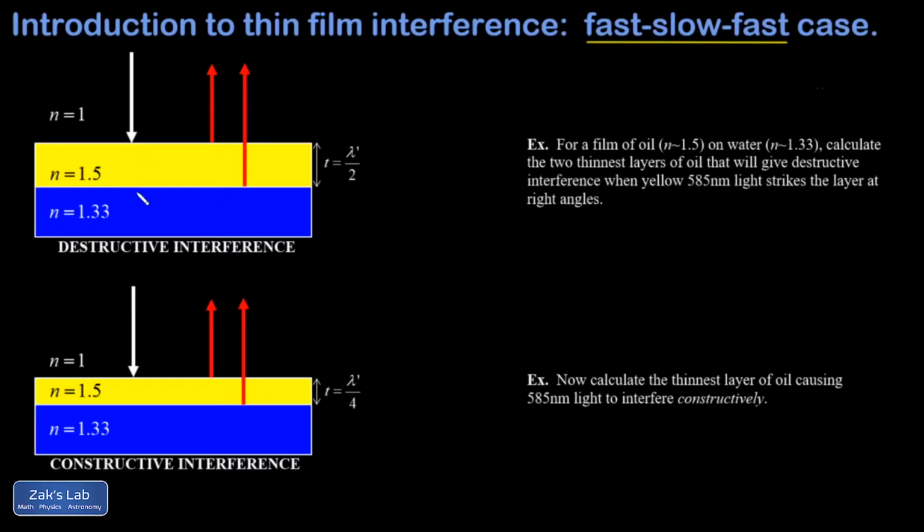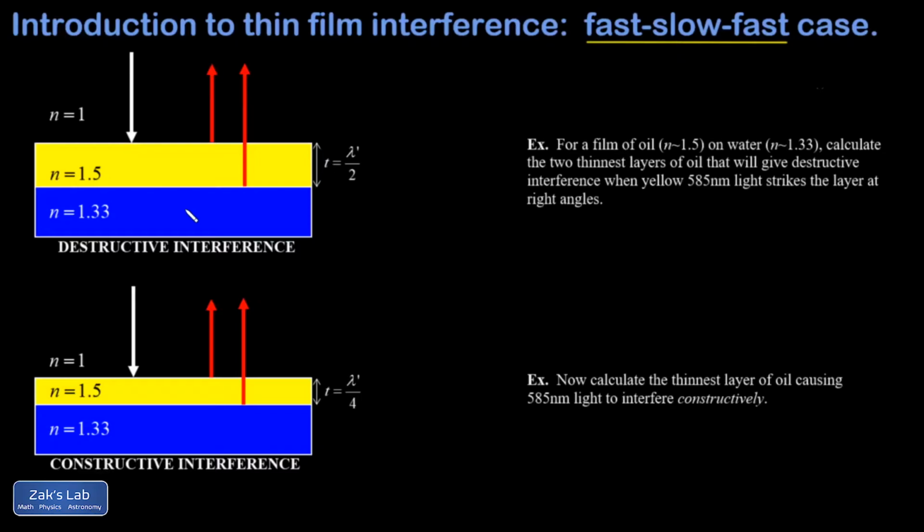Then when the light gets all the way to the next interface, the index of refraction decreases down to 1.33, so I have a slow to fast transition. Remember, this matters because when light transitions from fast to slow, it experiences a phase shift, but when it transitions from slow to fast, it doesn't experience a phase shift.